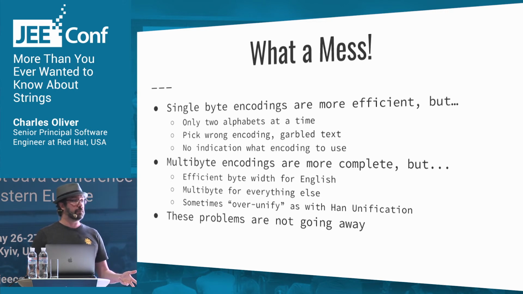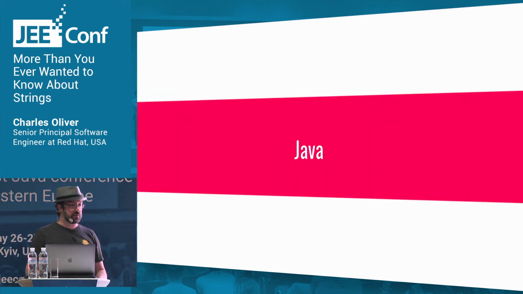They sometimes over-unify. In the Chinese languages, characters that mean 2 different things in Chinese and Japanese end up as the same code point, 1 character in UCS. And these problems, unfortunately, aren't going away. The number of hands in here showed how many people have had to deal with bad single-byte encodings getting into their system. We need some way to solve this.